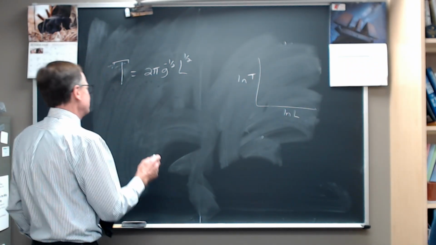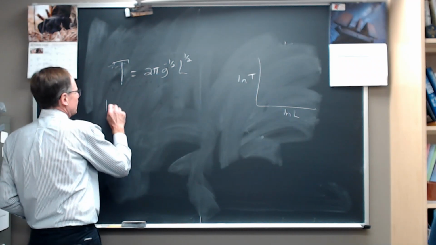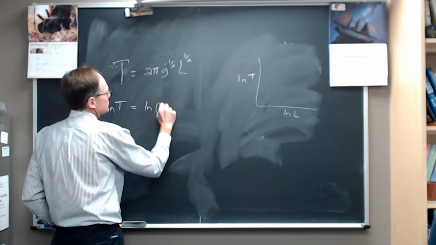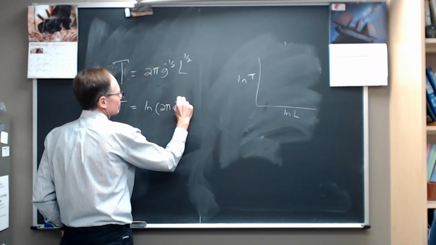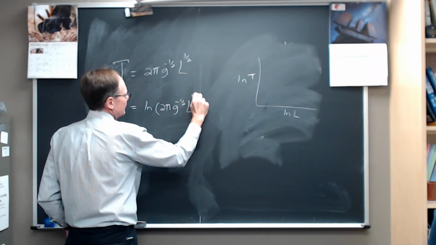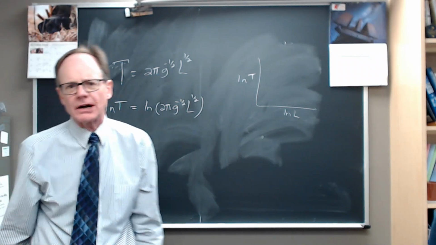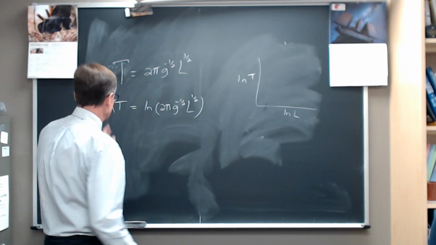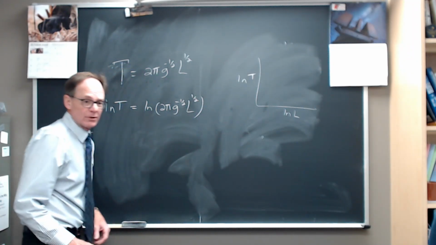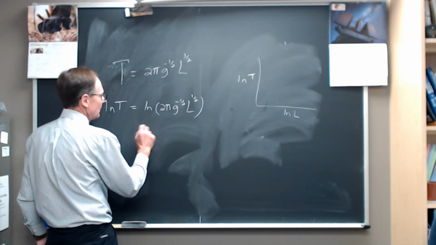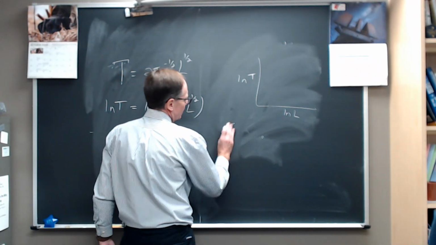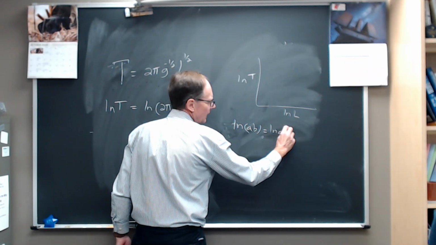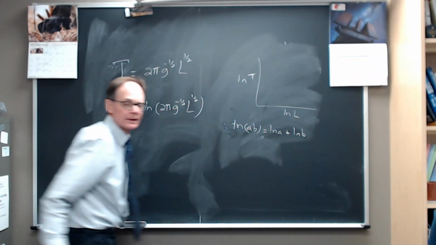And what we said was, okay, the log of T is going to be equal to the log of 2π g to the minus 1/2 L to the 1/2. We take the log of both sides, and that's going to be fine to do. The log of T we'll be able to associate with y in just a second. But we also remember that the log of a times b is equal to the log of a plus the log of b.